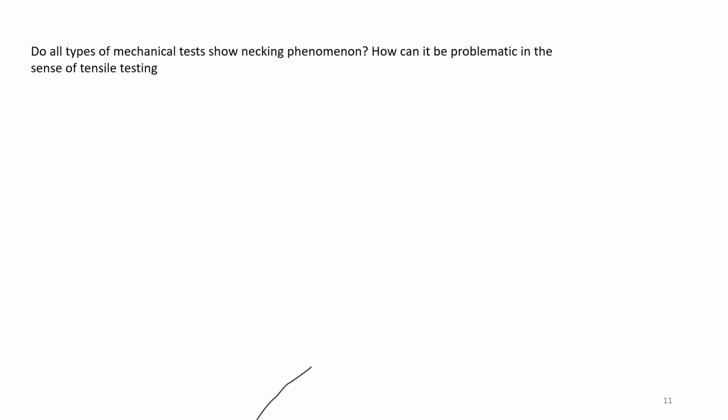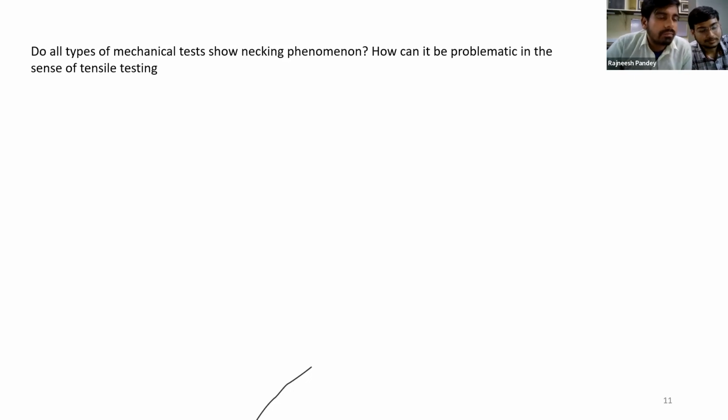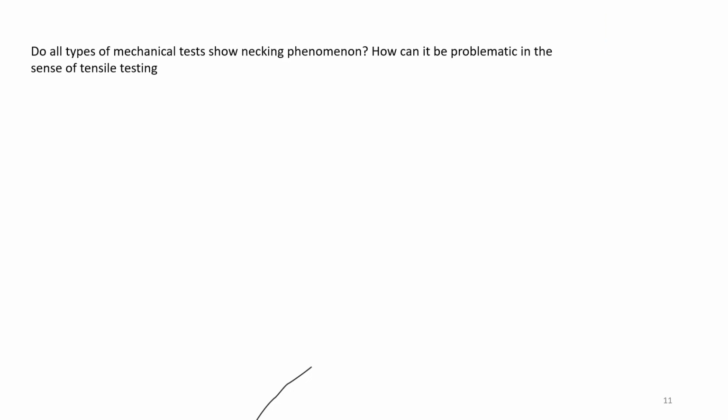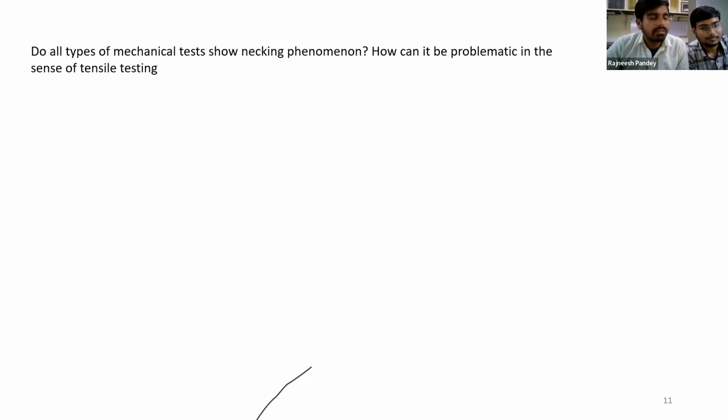Sir, during necking, tensile instability occurs. So I think that only tension type of tests show the necking phenomenon. Yes, you are right, absolutely correct, Sanchit. But in case of compression, why do you expect that necking will not occur? Sir, because in compression, that barreling type of effect occurs. Yes, bulging out basically. So yes, barreling type of effects occurs.